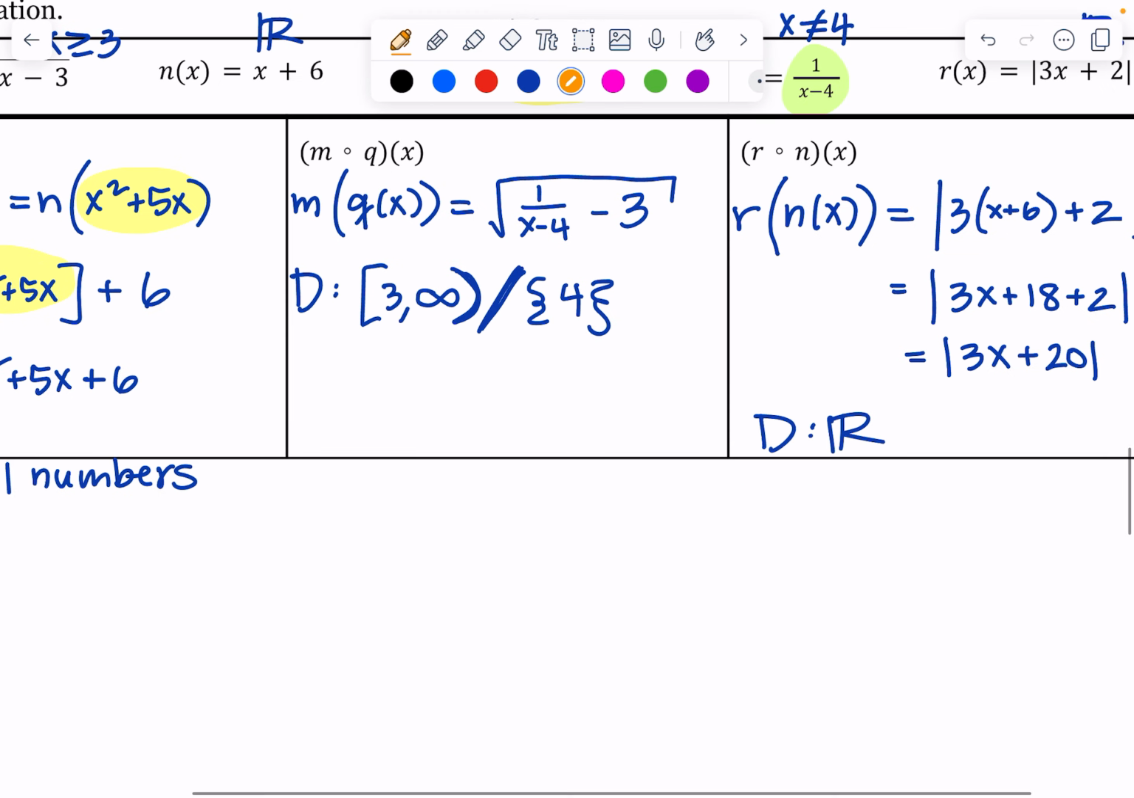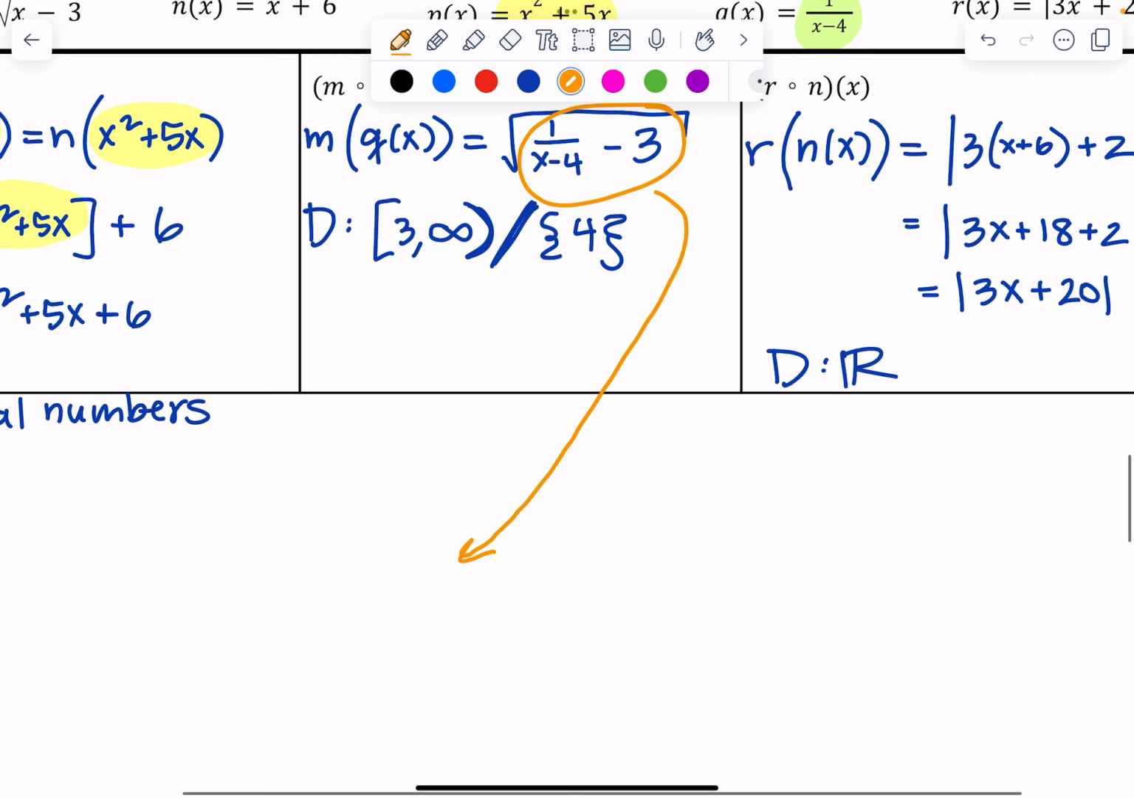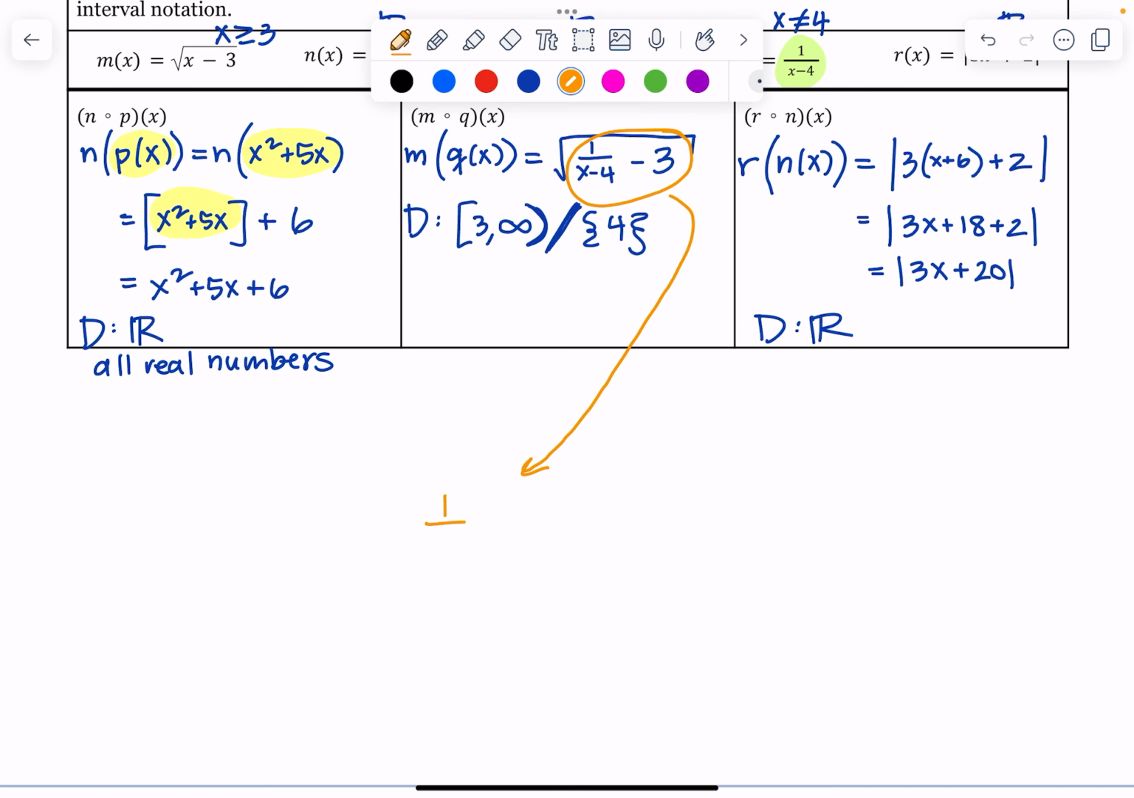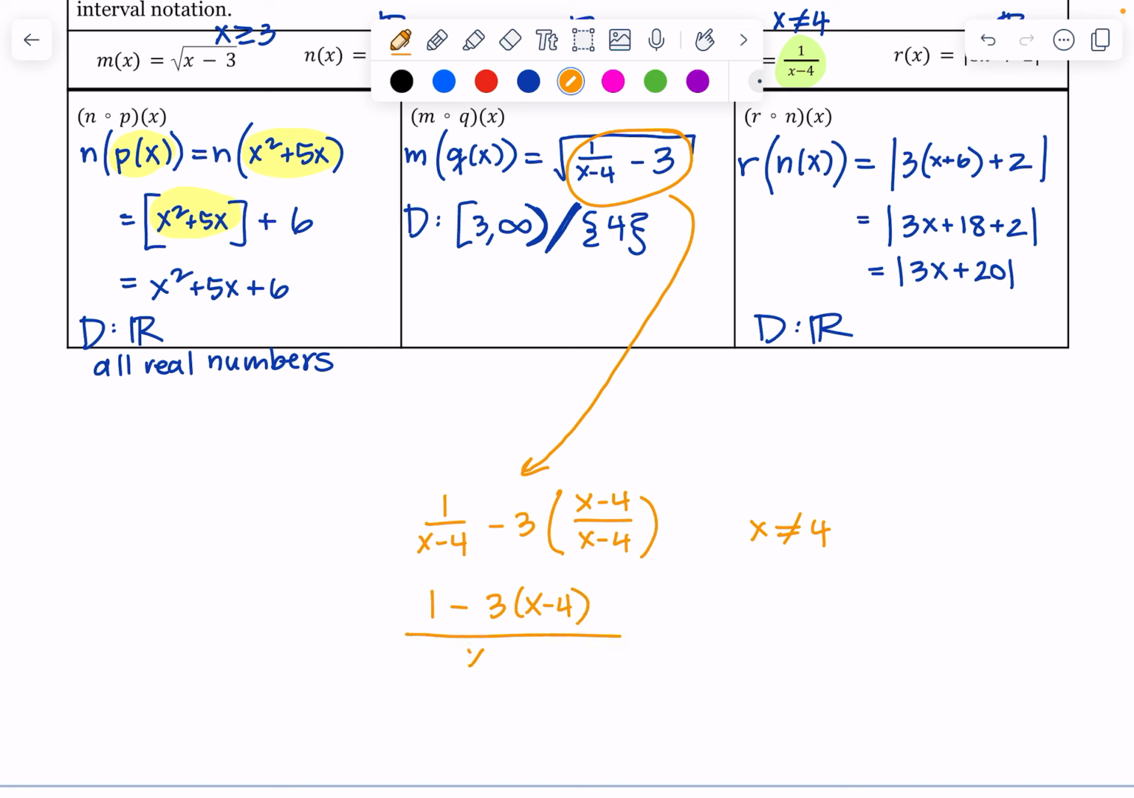I'm going to go ahead and combine these two just for the sake of the video. I don't think that your homework will ask you to do this, but let's just do it just to be safe. So if I needed to combine 1 over x minus 4 minus 3, I need to have x minus 4 in the denominator on this one. So I'm going to multiply by x minus 4 over x minus 4. We already are assuming that x can't be 4, so we don't get a 0 there. So this is going to be 1 minus 3 times x minus 4. And now they both have x minus 4s in the denominator, so we can write it like that.